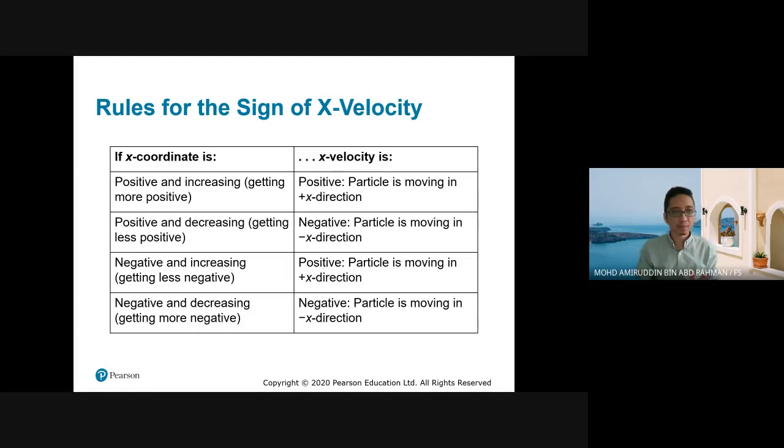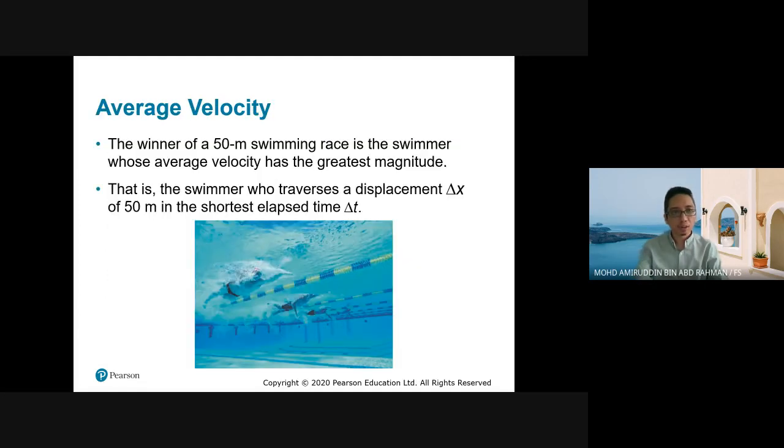And if the x coordinate is negative and increasing, maybe moving toward the positive direction, your velocity is positive. When it is negative and going to the negative side, let's say from -1 and then it goes to -10, it will be a negative velocity.